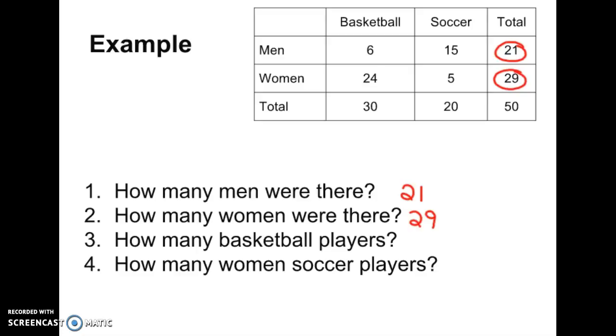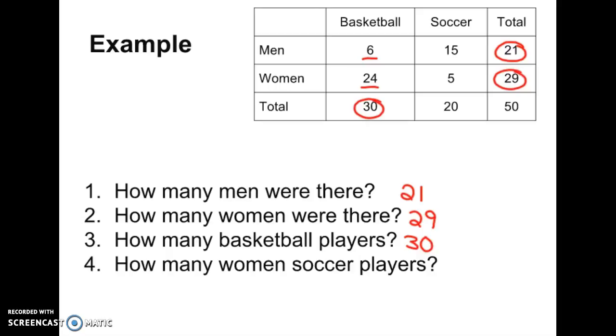How many basketball players? So they want the total of basketball players. If I look at the bottom, 6 men did basketball, 24 women did basketball, so 30. Okay, 30 total did basketball.